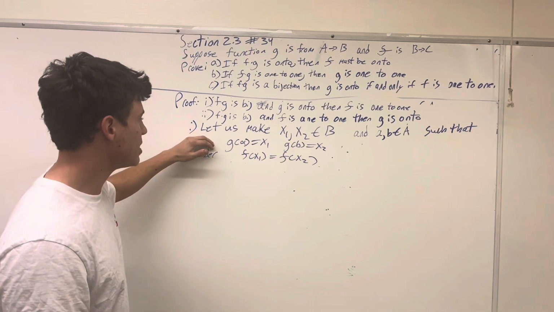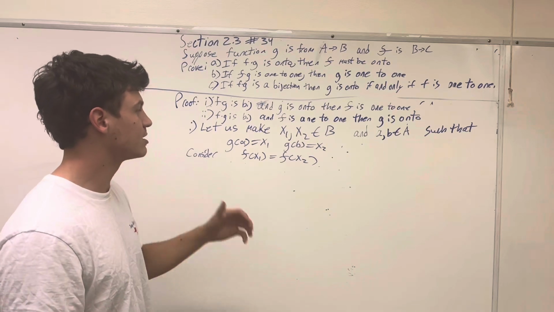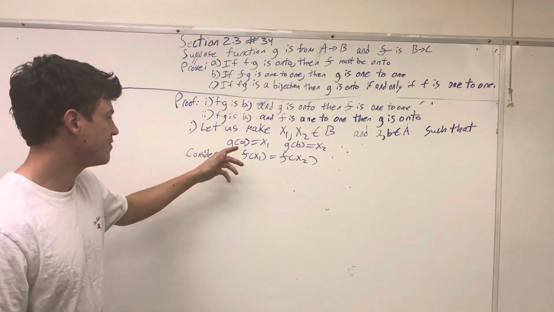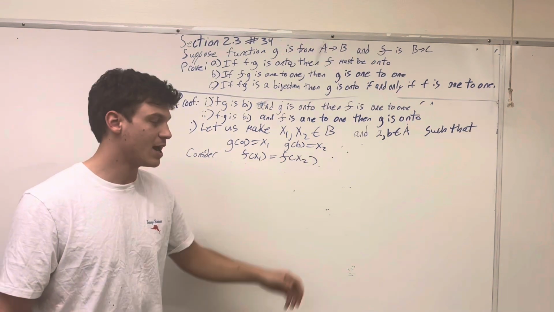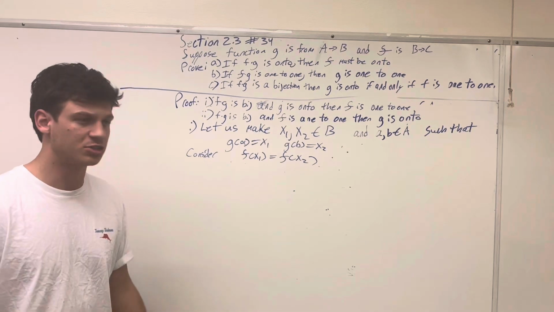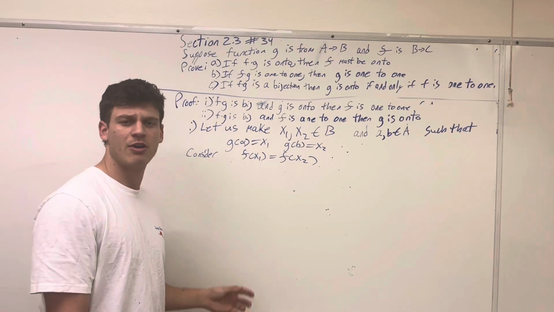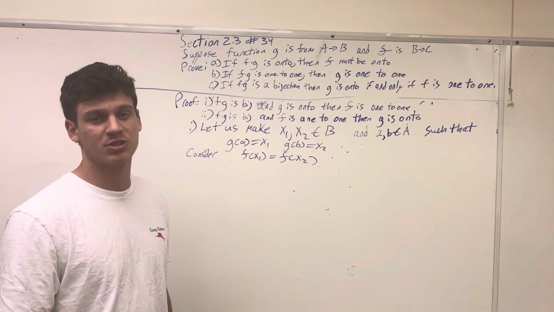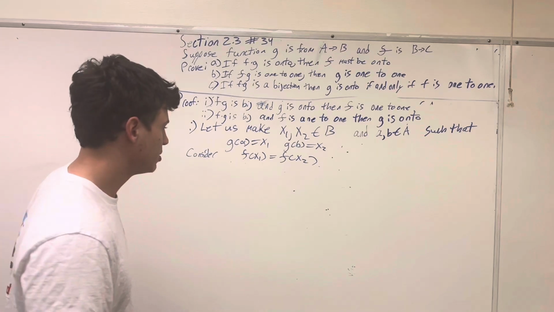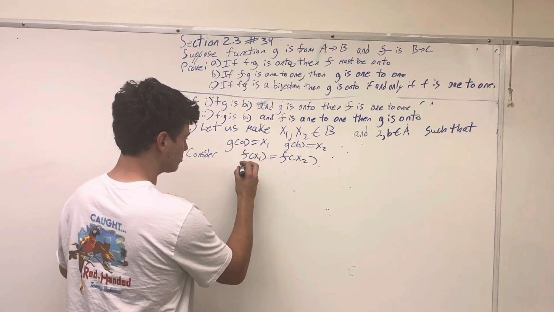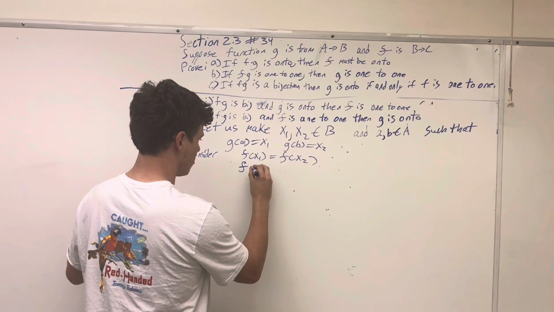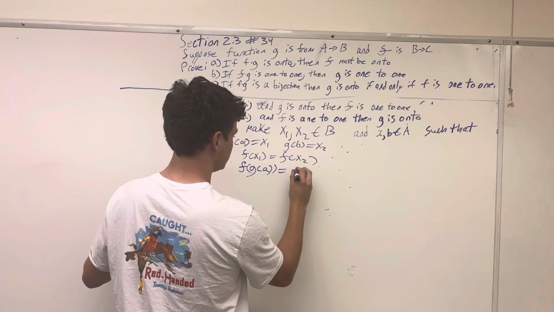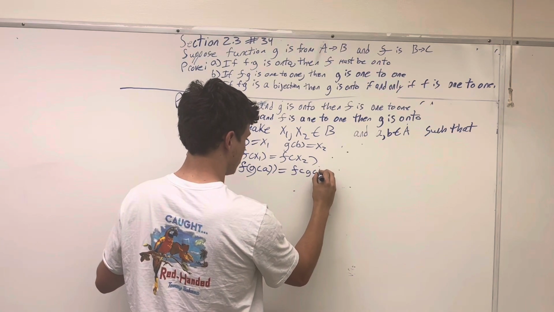Now let us make x1 and x2 in B, and a and b in A such that g of a is equal to x1 and g of b is equal to x2. Now let us consider f of x1 is equal to f of x2. Now if we're able to prove that x1 is equal to x2 and f of x1 is equal to f of x2, then we show that f is a 1-to-1 function. So let us substitute these two equations. So we're going to get f of g of a is equal to f of g of b.